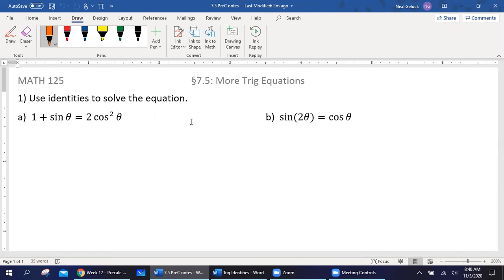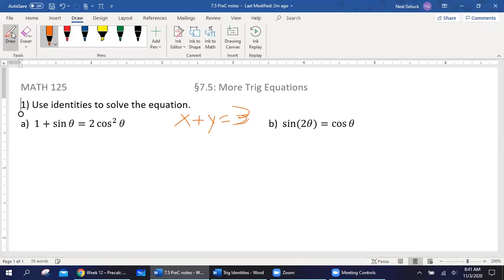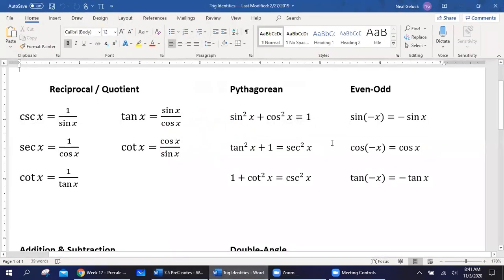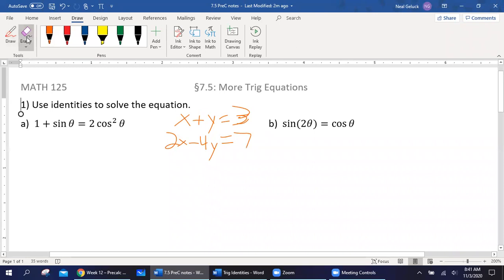Think of it as when you used to do two equations with two unknowns, and you would have an x plus a y equals something, and then you'd have 2x minus 4y, something like that. And you'd substitute for x or y in one of the equations. Similar idea here, except I'm not told the second equation, but remember, I have a whole sheet of identities that I can use. And now there's usually more than one way to go about this. So you might see a different method than I use.